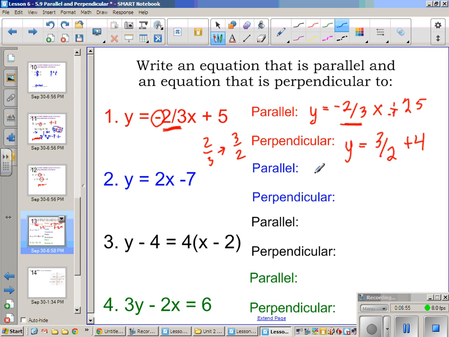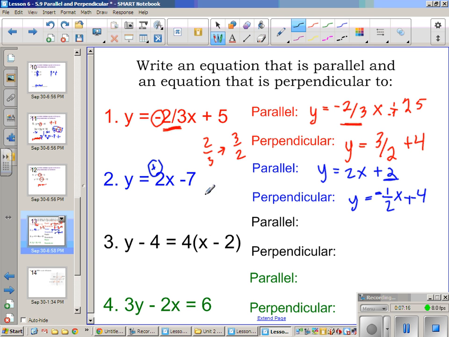So I'm going to give you an example of one parallel equation. Again, you can have whatever number you want back there. I'll give you an example of one perpendicular. The opposite reciprocal of 2 is 1/2. And notice that one is positive, so I need to make this negative. And I can put whatever number I want on the end.